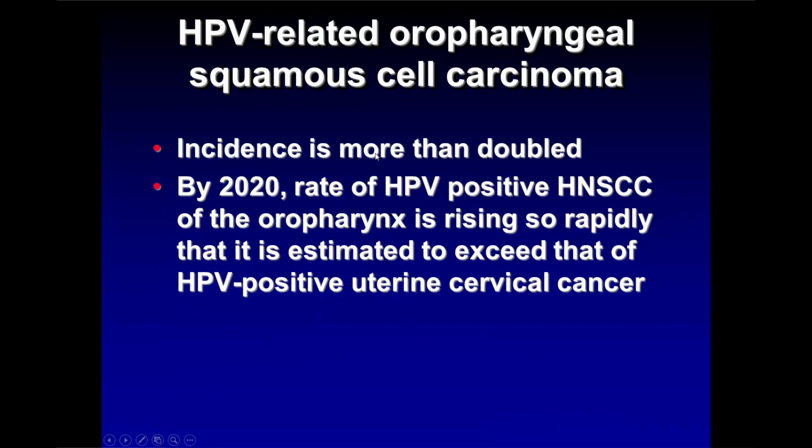One of the driving forces behind this talk, I think, is the increased rate of a malignancy that we've been seeing that's called HPV-related oropharyngeal squamous cell carcinoma. The incidence of this has really reached epidemic proportions, and in the last 10 to 20 years, it has more than doubled. It's expected by the year 2020 that the rate of HPV positive squamous cell carcinoma of the oropharynx is rising so rapidly that it'll exceed that of the more commonly known uterine cervical cancer.